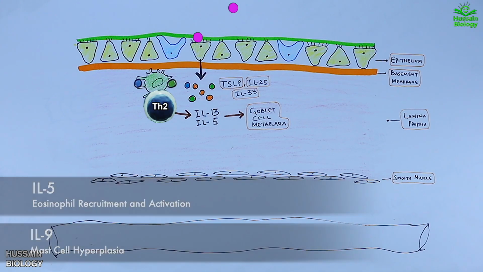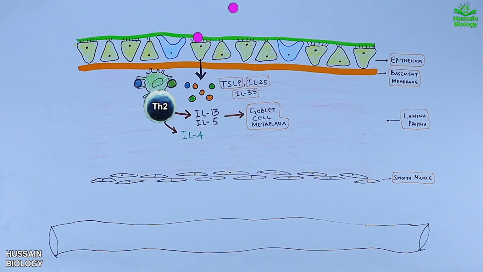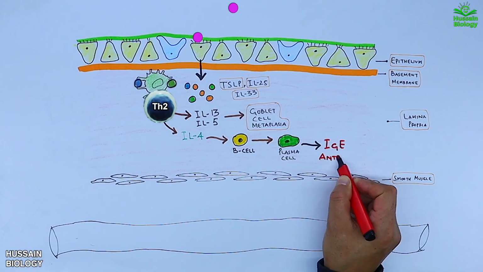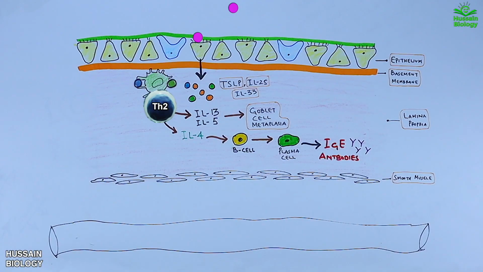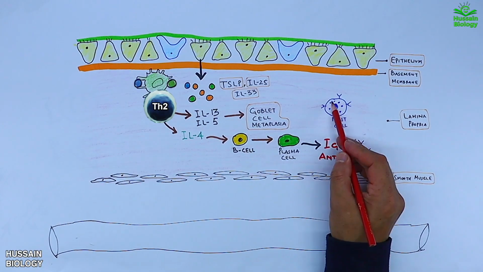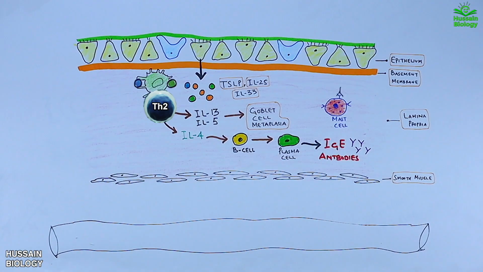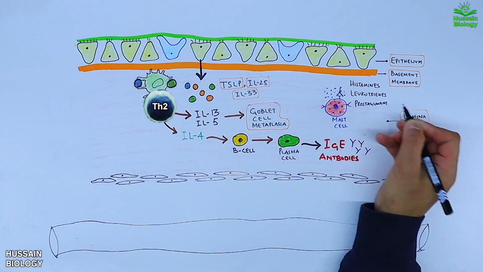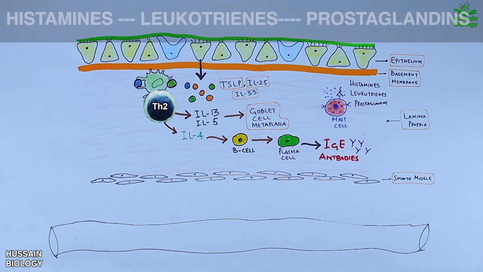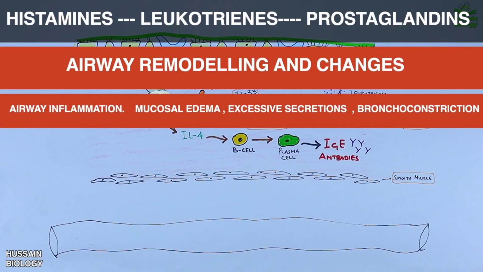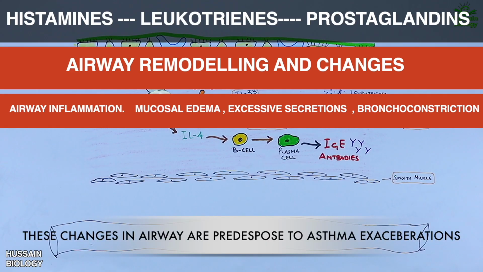Then furthermore, we see Th2 cells also release IL-4, which gets to the B cells and converts them into plasma cells, which secrete IgE antibodies. Now for these antibodies we have mast cells, to which these IgE antibodies bind and drive the release of mediators like histamines, leukotrienes and prostaglandins. Collectively, these mediators induce bronchospasm, increase vascular permeability and increase mucus production. And ultimately we get the bronchoconstriction, thereby restricting airflow, which leads to asthma. So this is what asthma is and its triggering mechanism.